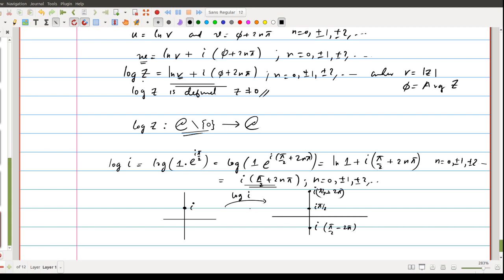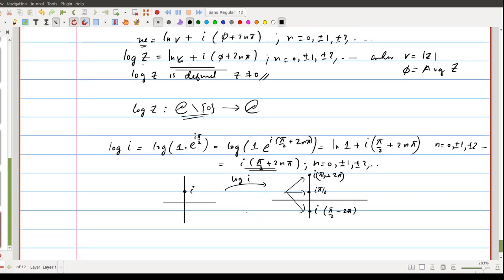So log z can be considered as a multi-valued function. That means for a single z, there will be more than one value, in fact infinitely many images. So this z is mapped to all of these values. Log z is here, log z is here, log z is here. There are infinitely many values for this log z, so log z is not a single valued function. In complex analysis, we usually consider all these multi-valued functions.